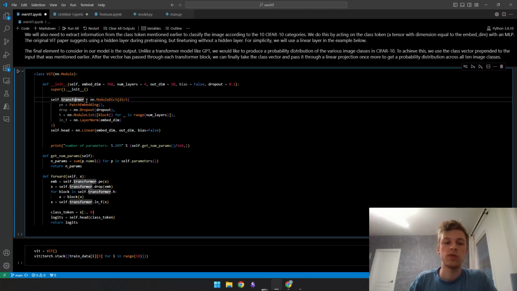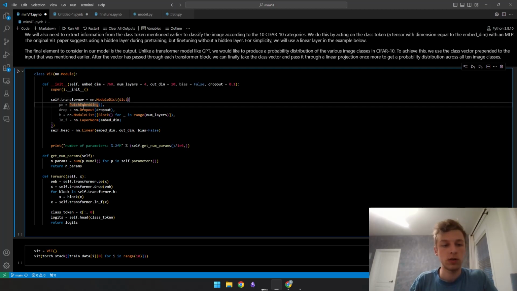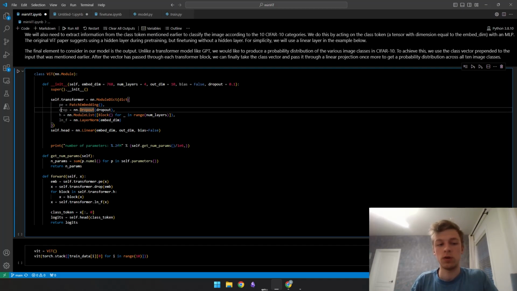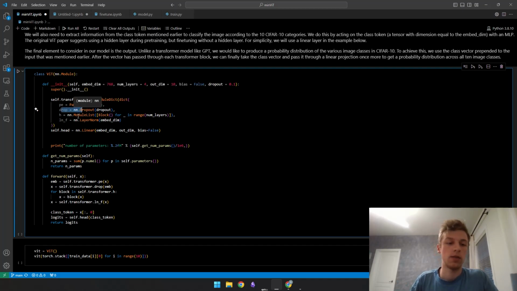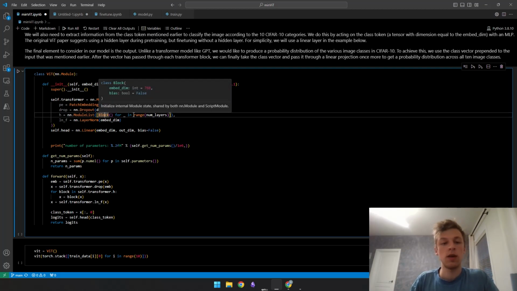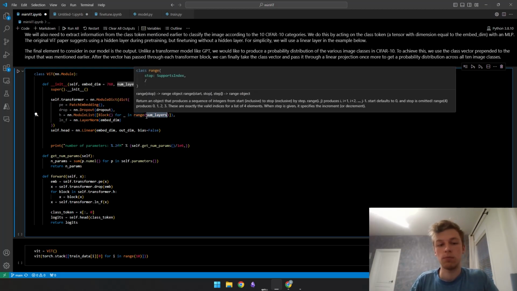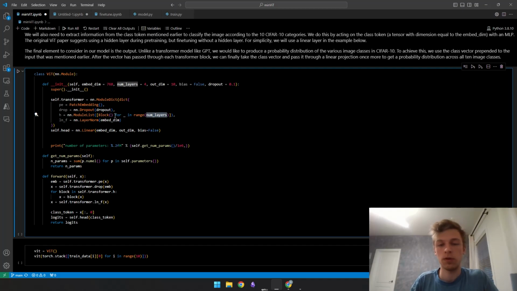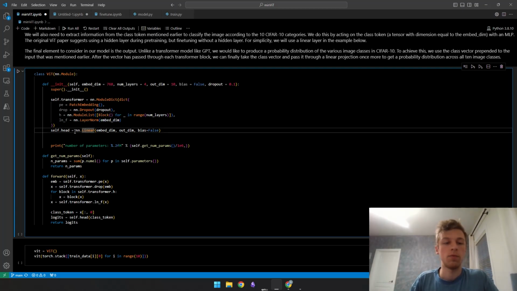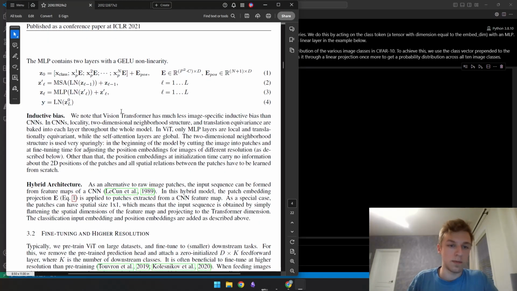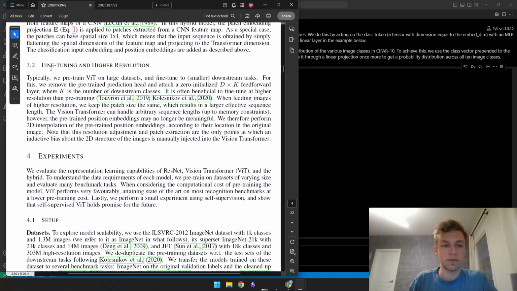We have the transformer defined as a module dictionary with, first, the patch embedding, of course. If we had a dropout, this is where it would be, between the patch embedding and the module list of blocks. And here we just repeat block as many times as there are layers. And then we have a layer normalization finally at the end before the head comes in. Now, the paper here, the 16 by 16 patches paper, defines the fine-tuning procedure for this model.